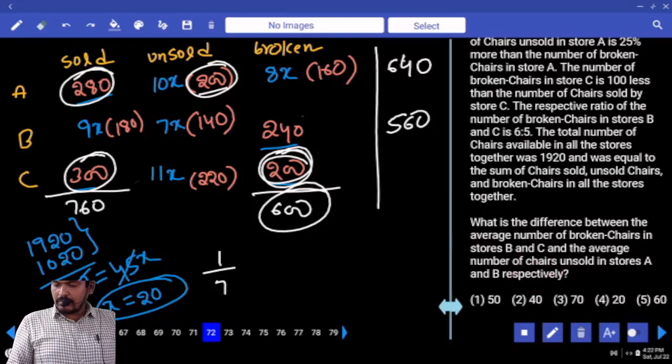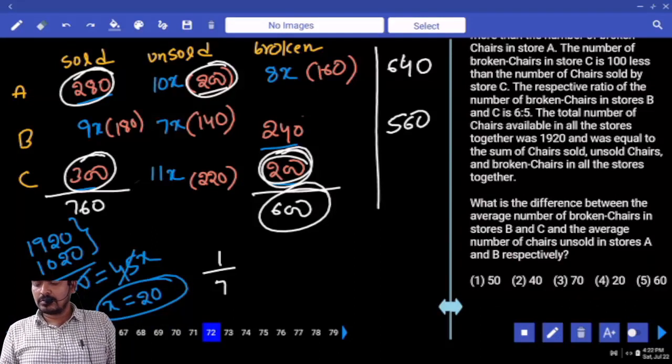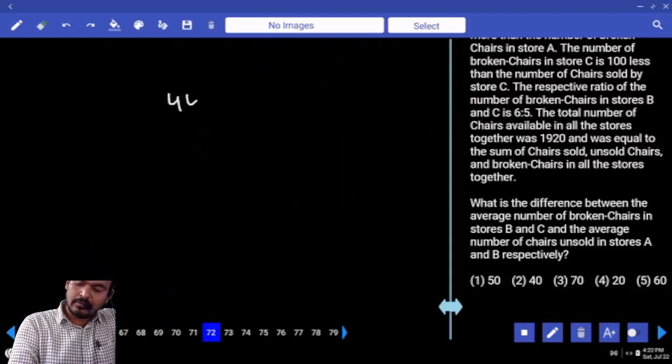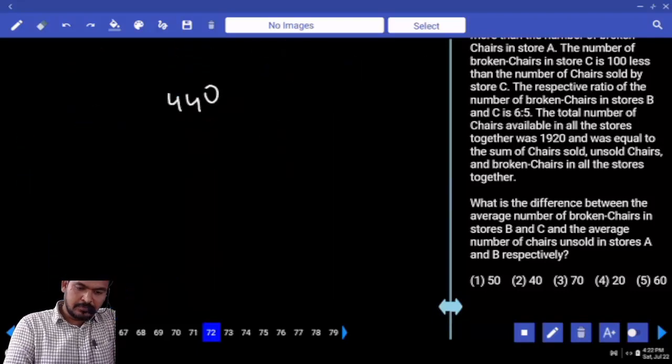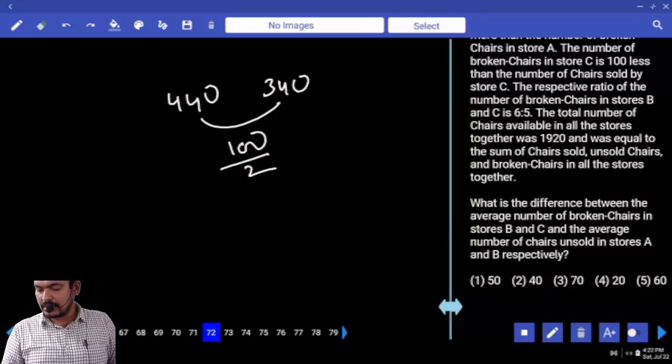Next, 72. What is the difference between the average number of broken chairs in stores B and C and the average number of chairs unsold in stores A and B? Broken value of B 240 and C 200, total 440. And the unsold value of stores A and B, 200 plus 140, 340. What is the difference? 100, but we require the average difference, so 100 by 2. What is the answer? 50.